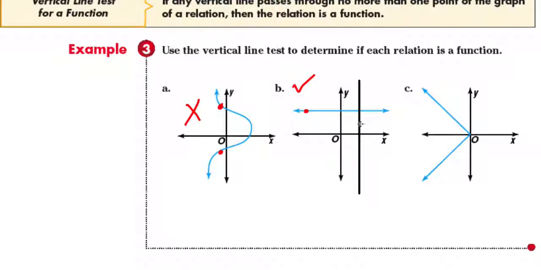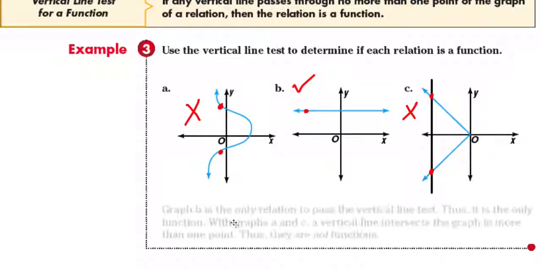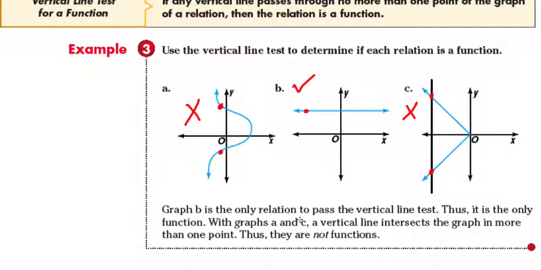And finally, let's look at letter C. As I move my vertical line across, it will intersect my vertical line and the graph at 2 points. So therefore this is not a function. So let's summarize what we just did. Graph B is the only relation to pass the vertical line test. Thus it is the only function. With the graphs A and C, a vertical line intersects the graph in more than 1 point.